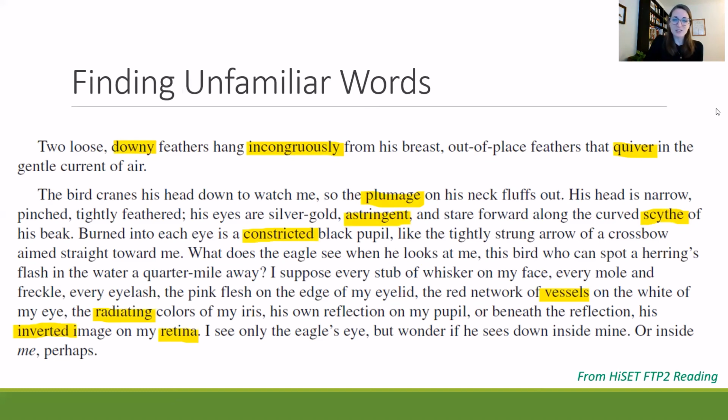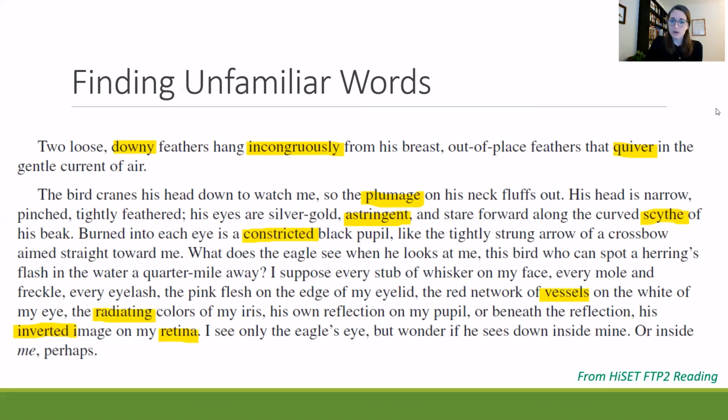So on this screen, I wanted to show you some of the words that stuck out to me that could be words that are unfamiliar or at least not commonly used. I highlighted downy, incongruously, quiver, plumage, astringent, side, constricted, vessels, radiating, inverted, and retina. All of these words can be challenging, and certainly there are some others that maybe you identified as well. If you think about it from this perspective, if we stopped for every single one of those and looked them up in the dictionary, we would lose sight of what this text was really about.